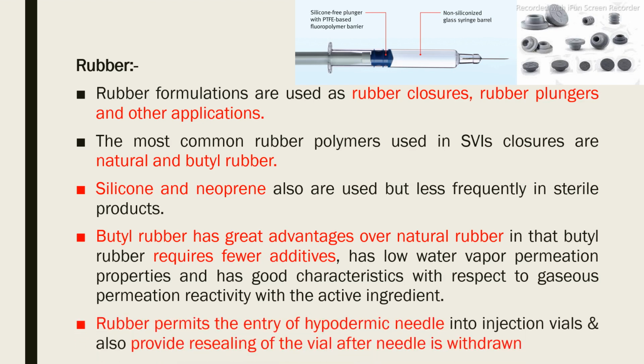Rubber permits the entry of a hypodermic needle into the injection vials and provides resealing of the vial after the needle is withdrawn. You might see the doctor piercing this rubber closure many times, about 10 to 15 times depending on the capacity of the container. After 10 to 15 piercings, there might be a chance of a hole forming in the rubber closure. Once there is a hole, there may be chances of permeation of gases and of microorganisms. The preparation may undergo microbial contamination.